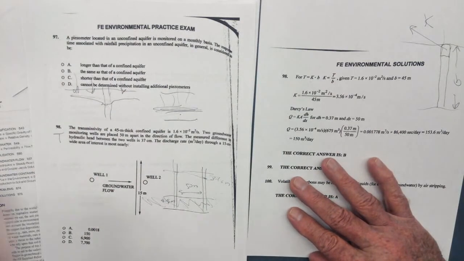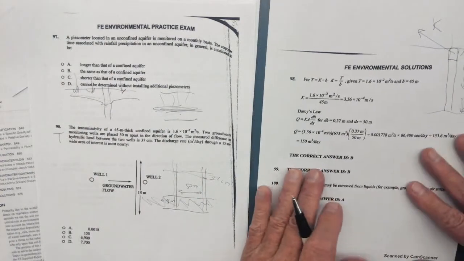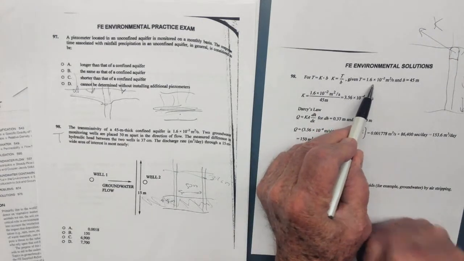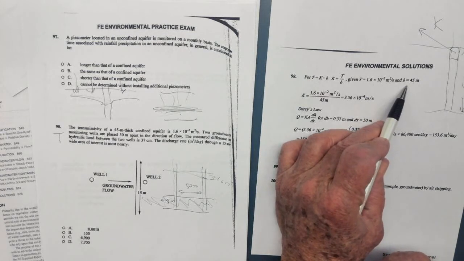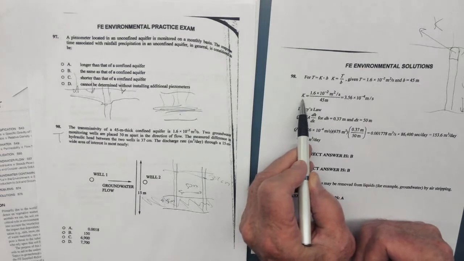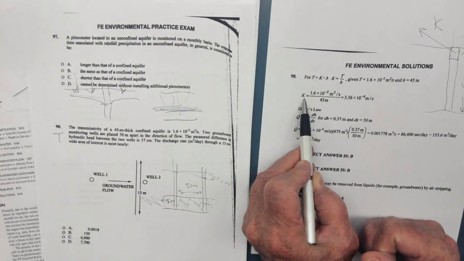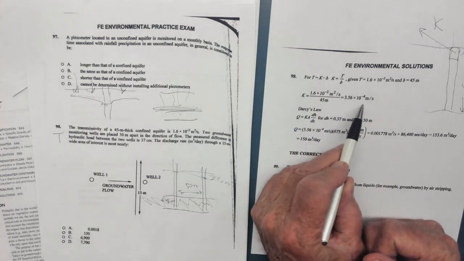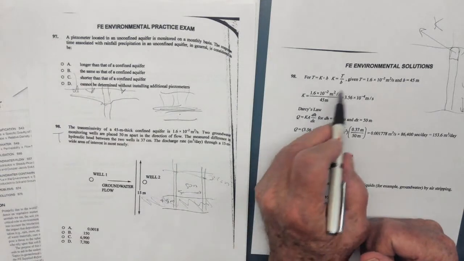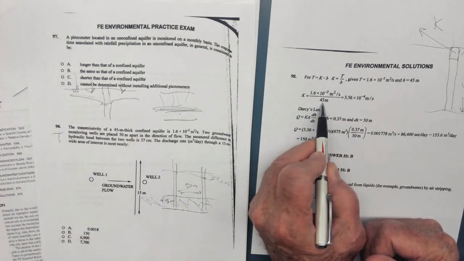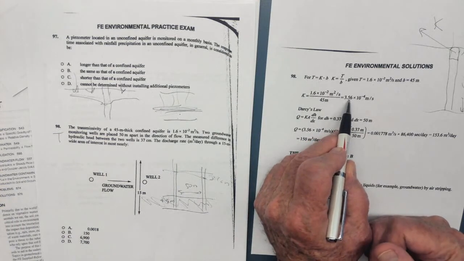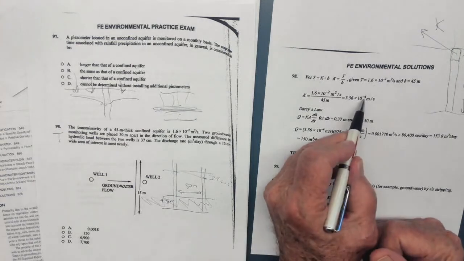And so if it's a mile wide, I have to multiply by the mile. So I need the T. You're given the T, and you're given the B, and therefore I can solve for K. Now I have the K value, and I want a velocity term. So I take the 1.6 times 10 to the minus 2, divide by the 45 meters, and I get 356 times 10 to the minus 4 meters per second.